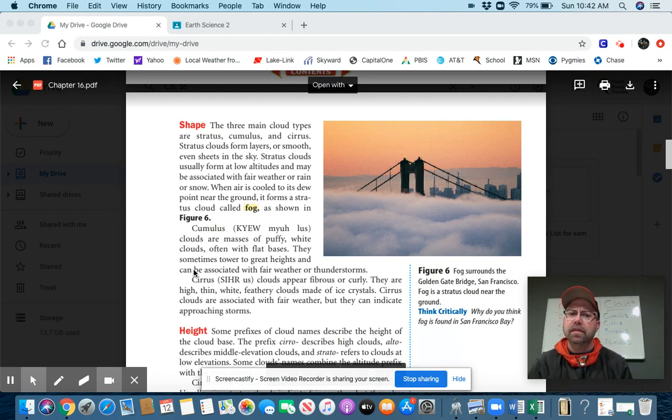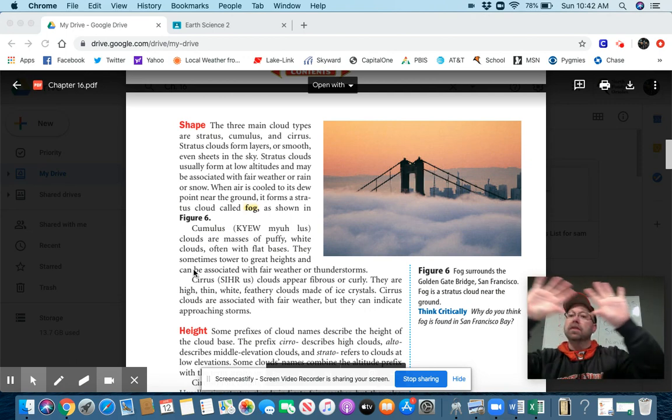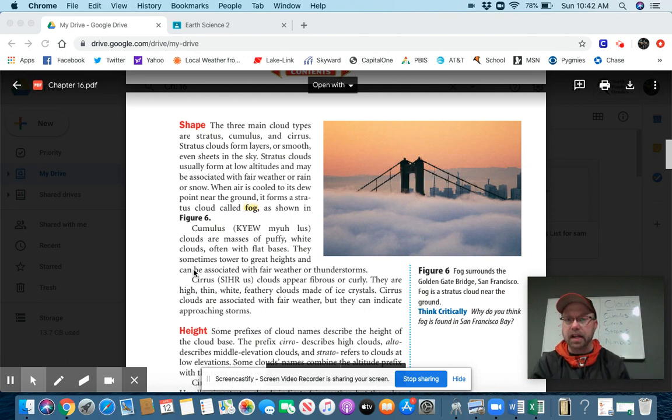Stratus clouds form in layers. They are like flat, even sheets that cover basically the entire sky. When you look to the left and you look to the right and you look up there, and all you see is one giant cloud cover sky, typically that's going to be a stratus cloud. They form in layers. Stratus clouds sometimes mean it's not raining, and sometimes they mean that it is raining.